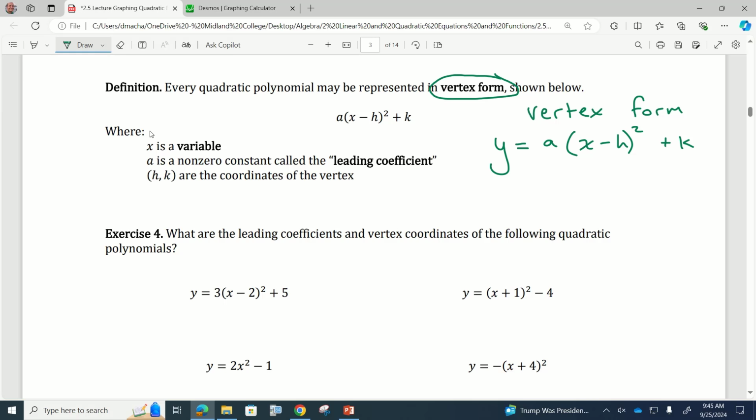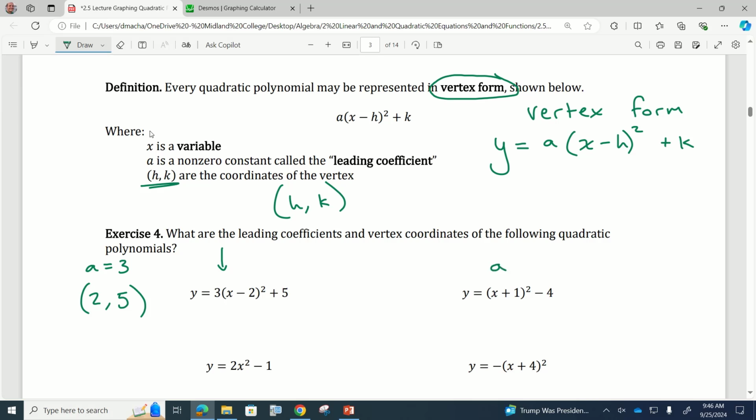We call it vertex form because it's so easy to see what the coordinates of the vertex are just by looking at it. Like in this top left example down here, what is the leading coefficient? 3. What are the coordinates of the vertex? 2 and 5. Yeah, we expect to see x minus the x coordinate of the vertex. So make sure you know the vertex here is positive 2, 5.